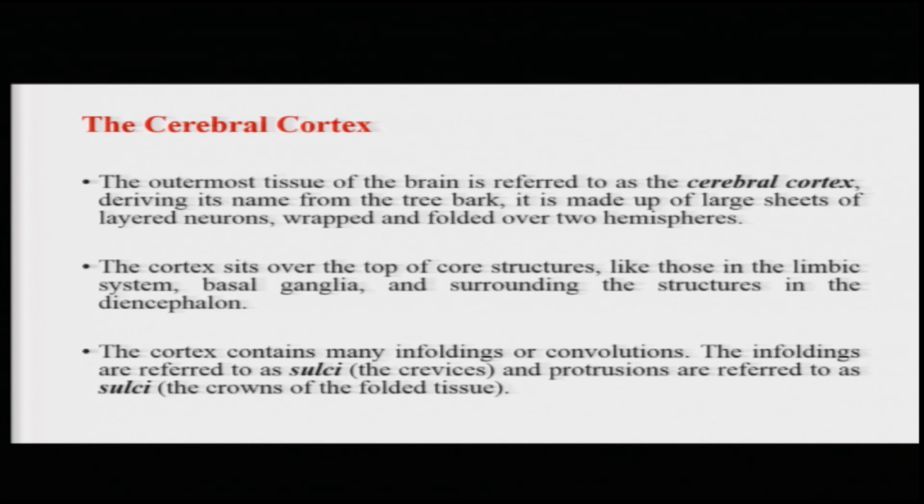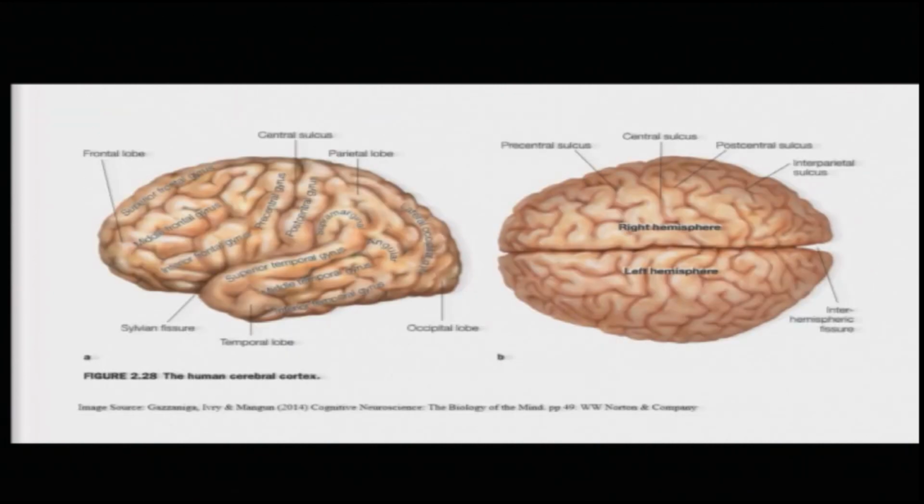The cerebral cortex is the outermost tissue of the brain, and it derives its name from the Greek word for bark, which resembles how tree bark is structured, with folds on the bark of the tree. This is very similar to how you've looked at the picture of the brain, and we'll just show you shortly what the picture of the brain looks like.